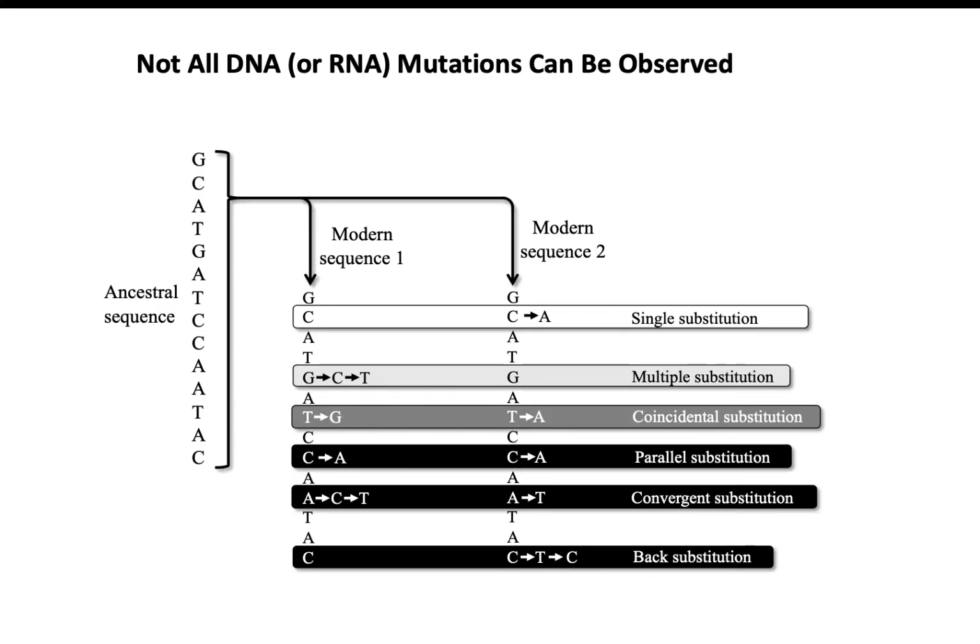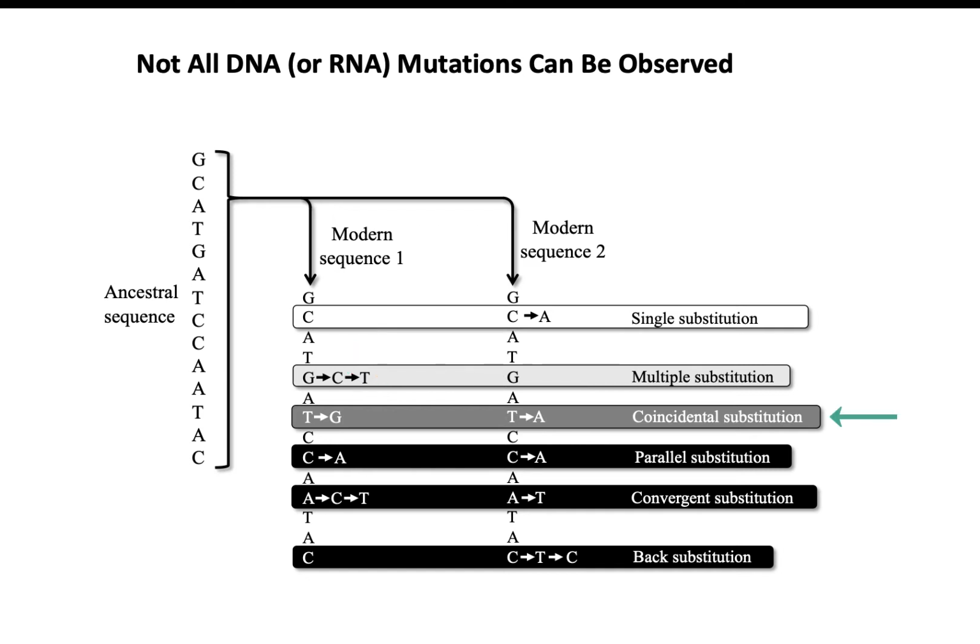Another thing to keep in mind is that not all mutations can be observed. So if you start with this ancestral sequence and then have these changes occurring in these other two modern sequences, single substitutions can be measured, right? So you can see this one, a C to an A change. If that's all that happened, that can certainly be measured. However, if there are multiple substitutions, such as a G to C to T change, then two of those changes are missed. The G to a C and then a C to a T change, those are missed, and it's assumed that there's just been a G to a T change.